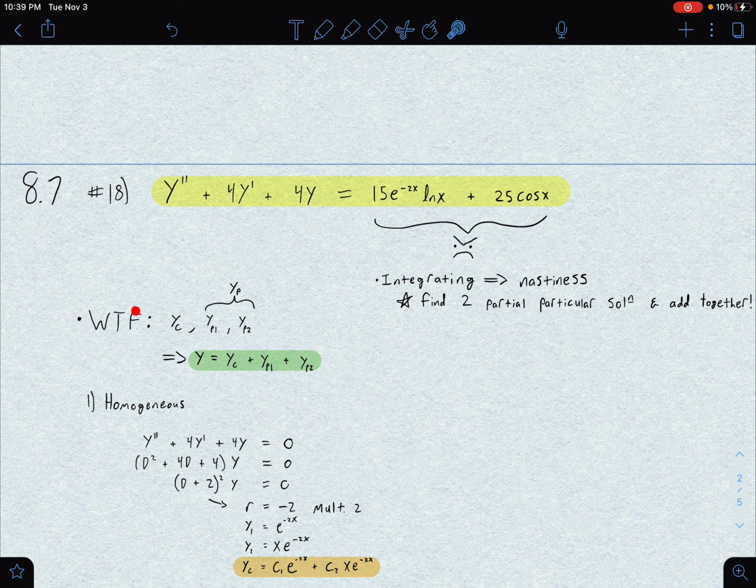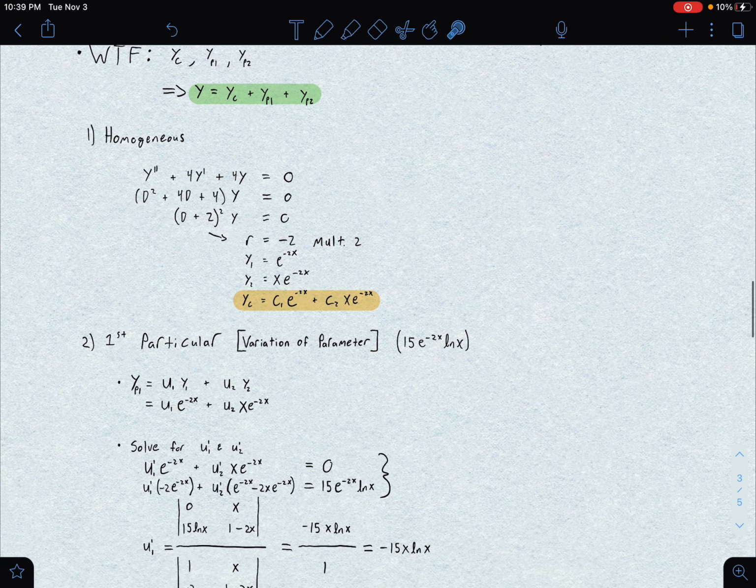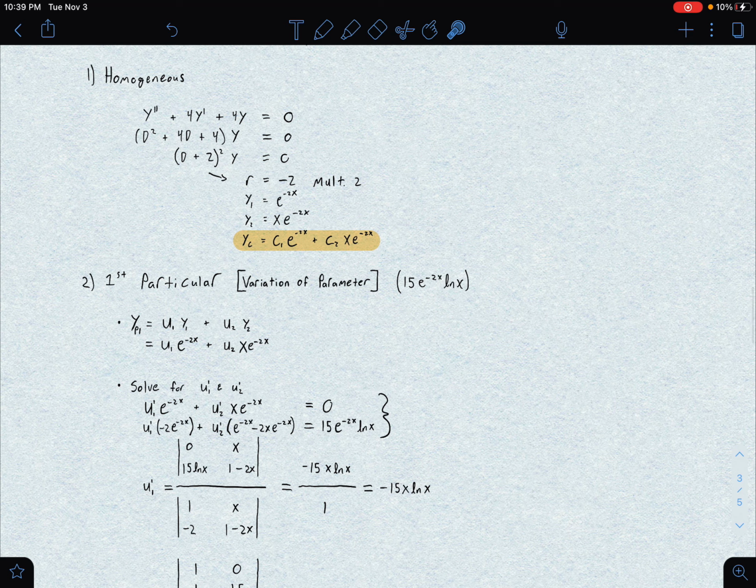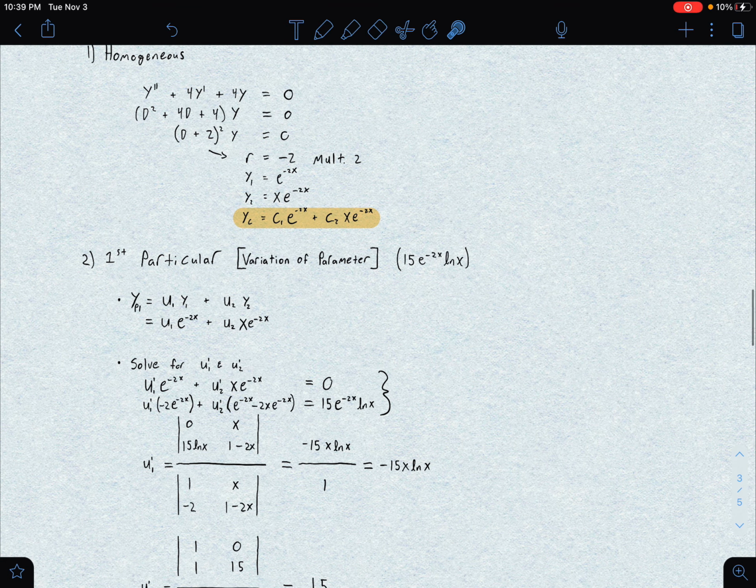Now, what we want to find is our complementary solution and our particular solution, which will consist of yp1 and yp2. And our final solution will be our complementary solution plus our two particular solutions that we will find. So first, let's find the solution to the homogeneous case, y double prime plus 4y prime plus 4y equals 0.